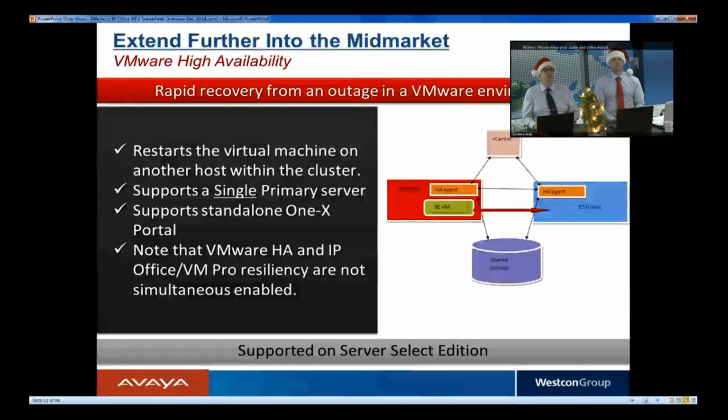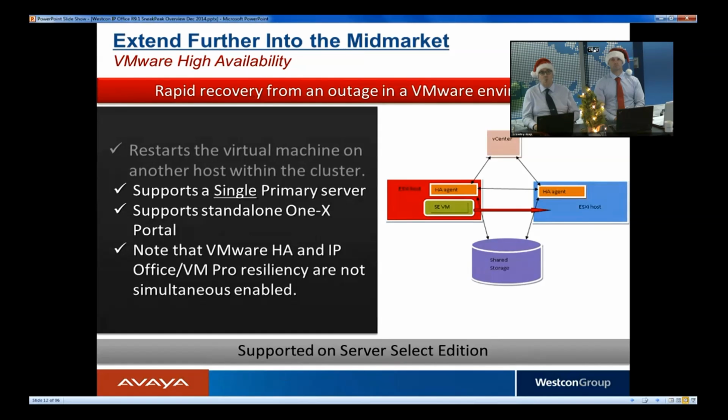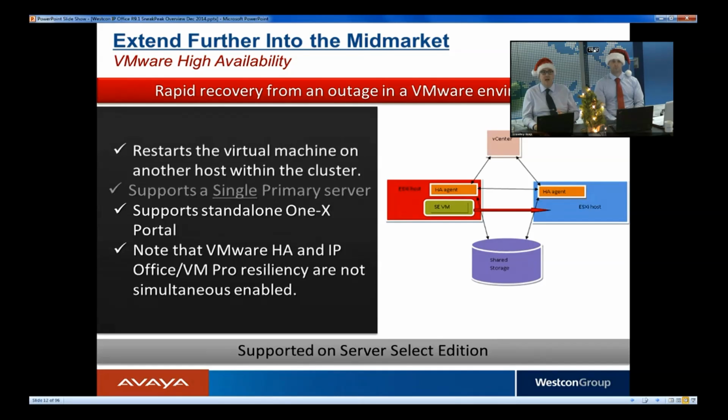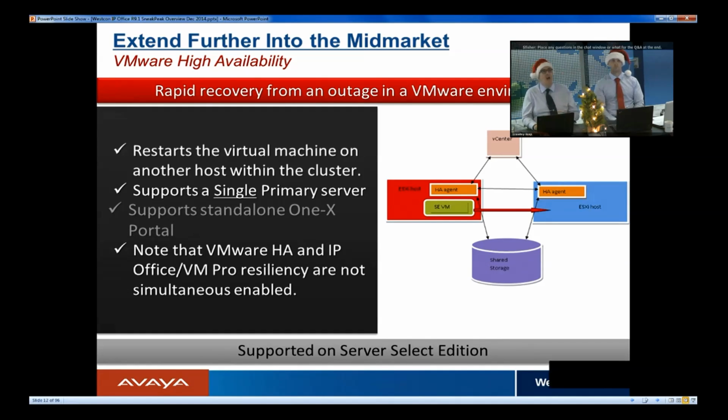VMware High Availability. Well, as it says on the screen there, it restarts the virtual machine on another host within that cluster. We also have support for that single primary server and for support for a standalone 1X portal. Please note, the VMware HA and IP Office VM Pro Resiliency are not simultaneously enabled.